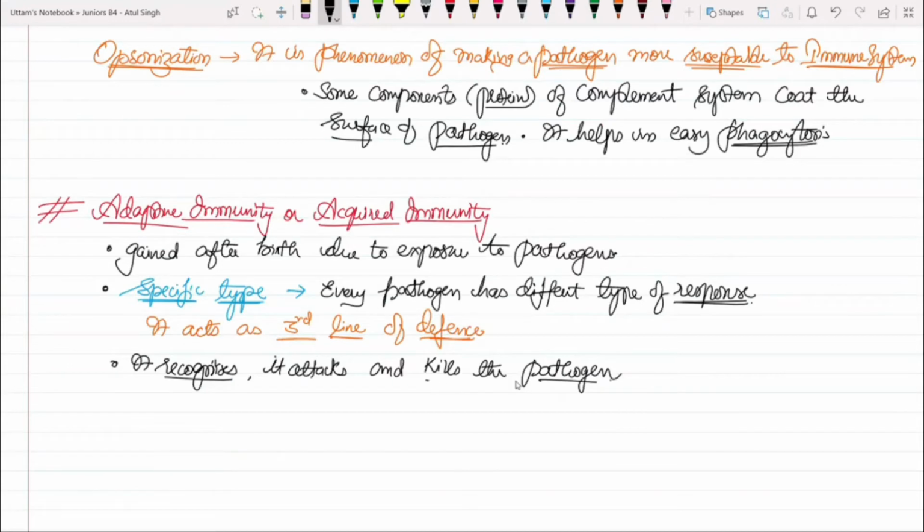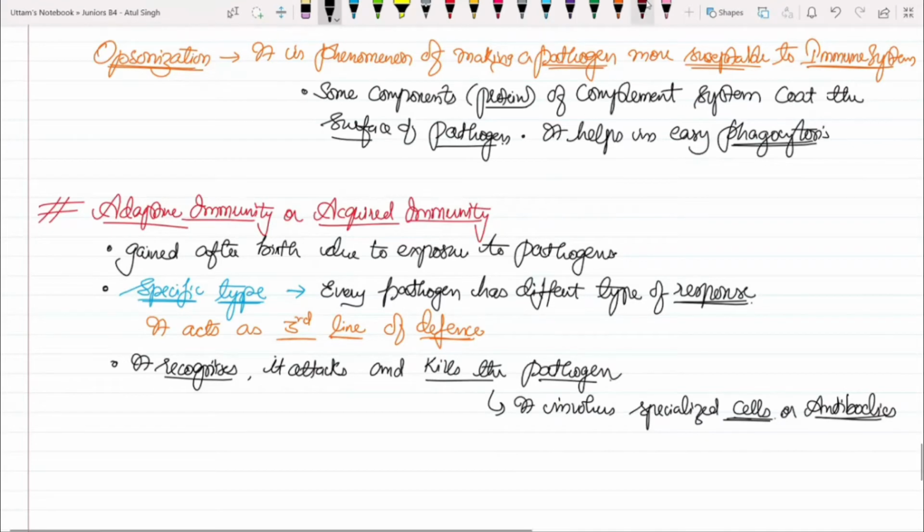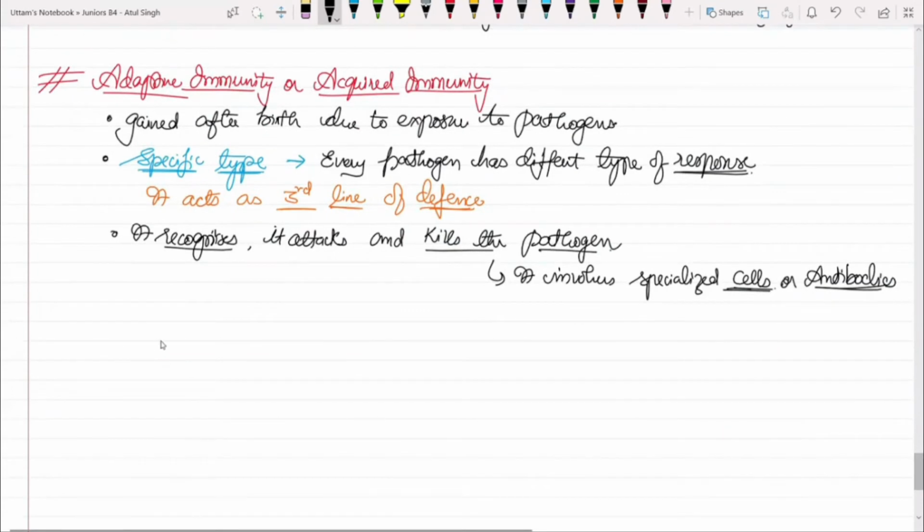And this killing involves specialized cells or antibodies. Cells will be involved in cell-mediated immunity. Antibodies will be involved in antibody-mediated immunity. Okay, so over here, if you see, certain properties of acquired immunity.